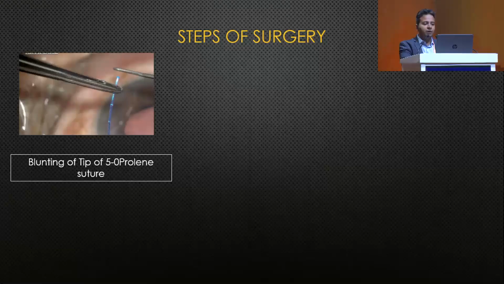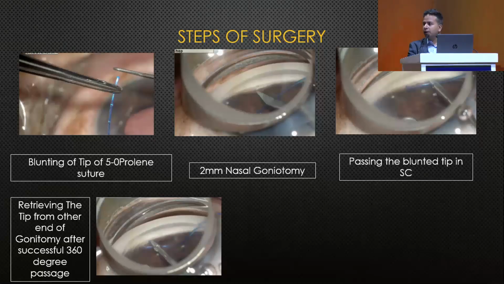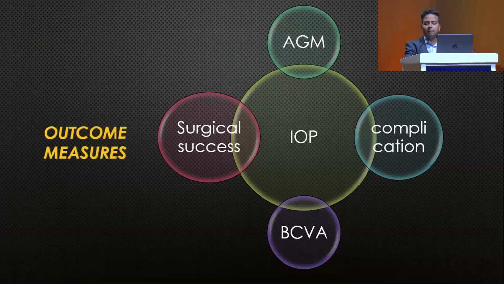So these are the steps of our surgery. As a routine GATT, we used a 5-0 prolene suture. We blunted the tip. We did a 2 mm nasal goniotomy and introduced the suture in it. After 10 to 30 strokes, we retrieved it from the other end, thus completing a 360-degree trabeculotomy. Outcome measures were intraocular pressure, anti-glaucoma medications, surgical success, complications, and best corrected visual acuity.